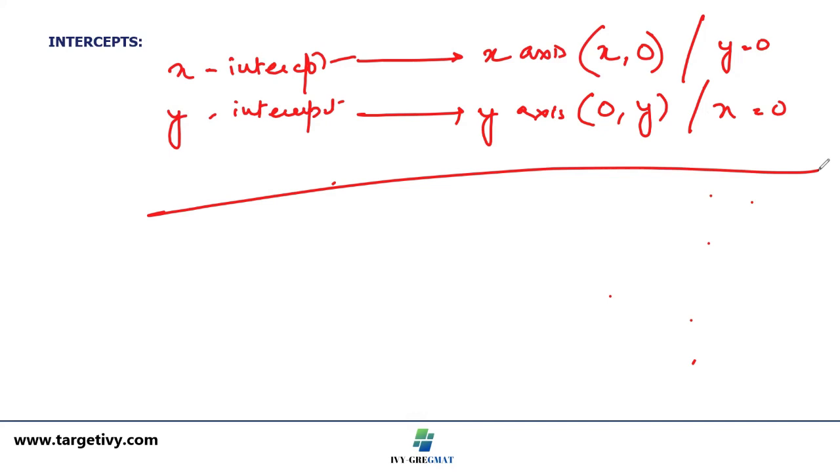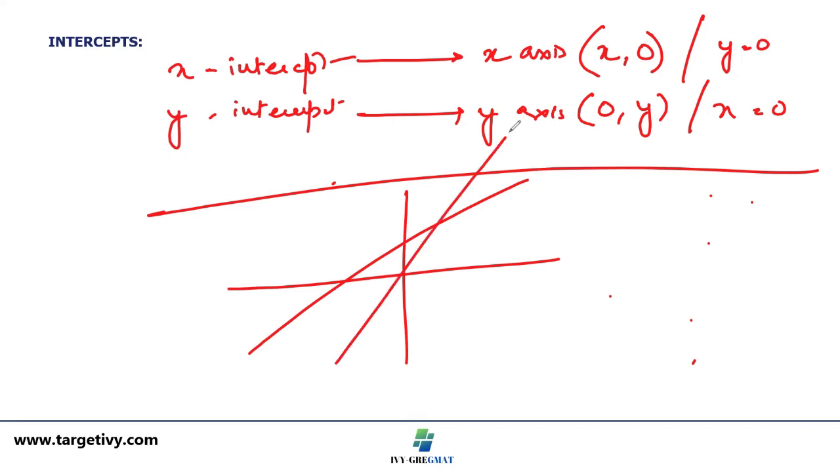Now you can always tell me, where do these two lines, if I draw two lines on a coordinate plane and say the other line is like this, they intersect here, they cross each other here. The point of intersection. What is the point of intersection?